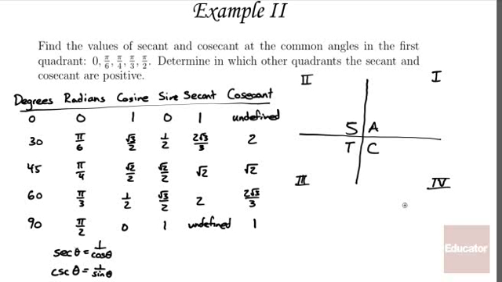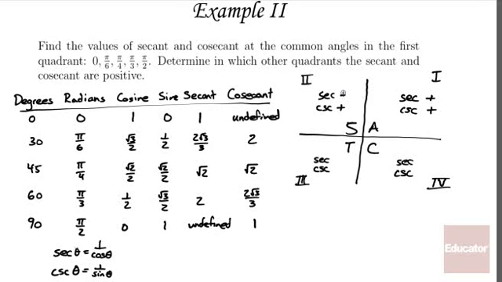In the second quadrant, only sine. In the third quadrant, only tangent. And in the fourth quadrant, only cosine. So let's figure out what that means for secant and cosecant in each case. Well, in the first quadrant, they're both positive, so both sine and cosine are positive, so secant and cosecant are both positive.